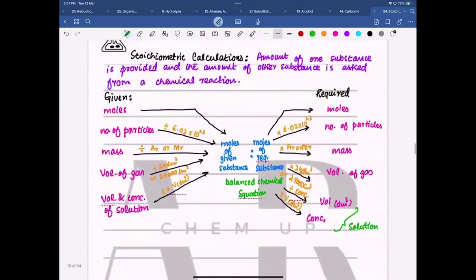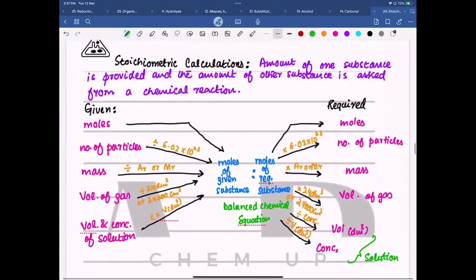Okay. This is the task. Complete it before this class. In the next class, I will explain an example to you, and then we will move to the actual stoichiometric calculations.